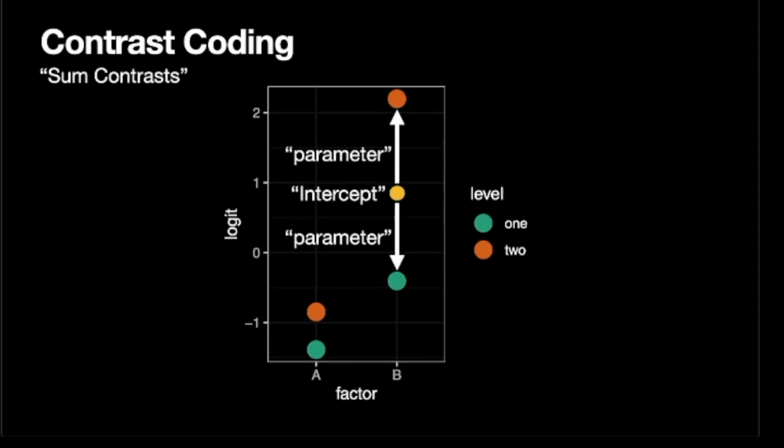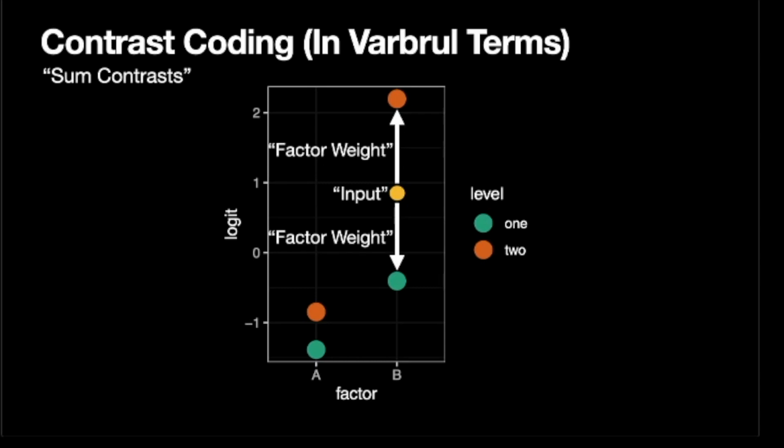Another contrast coding we can use is sum contrasts. In sum contrasts, we don't choose a reference level to compare to. Instead, we take the average value across all the levels and take that as our point of comparison. The average value becomes the intercept. Then we estimate how different each level is from the overall average, and this becomes our parameter value in our regression model. In Varbrul terms, the input or input probability is this overall average across levels, and the factor weights are how different each level is from the overall average.